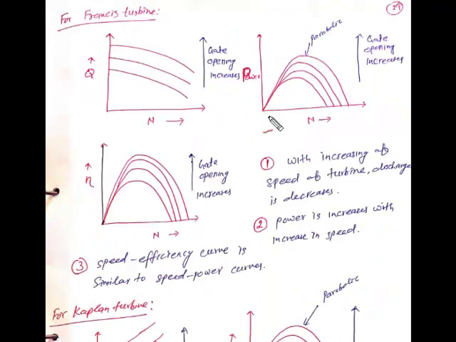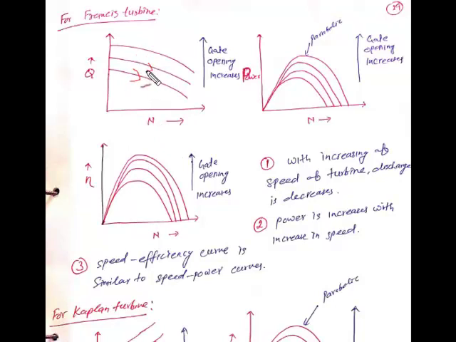Now we come to the Francis turbine under the main characteristics. The first characteristic is between discharge and speed for the Francis turbine. In this we can see that when gate opening increases, discharge increases. When speed increases, discharge decreases.